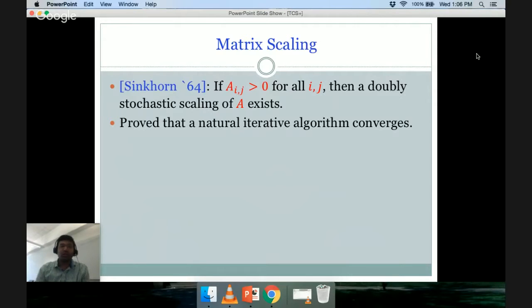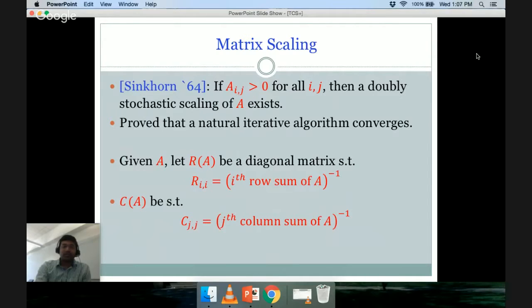Before I go on to describe this natural algorithm, are there any questions about the definitions? Okay. To define this natural algorithm, given a matrix A, let's define a diagonal matrix R of A whose ith diagonal entry is the ith row sum of A to the power -1.